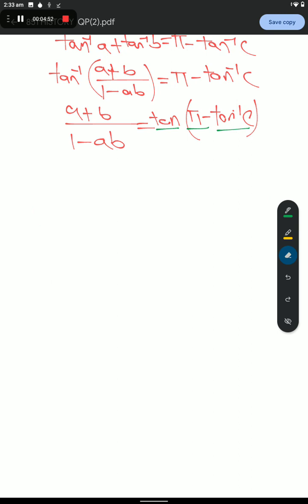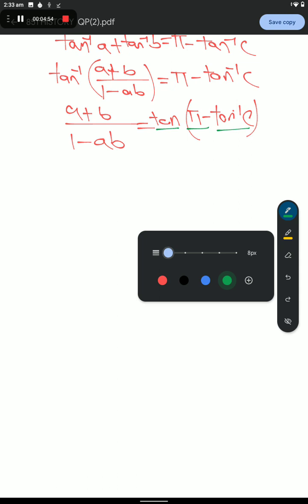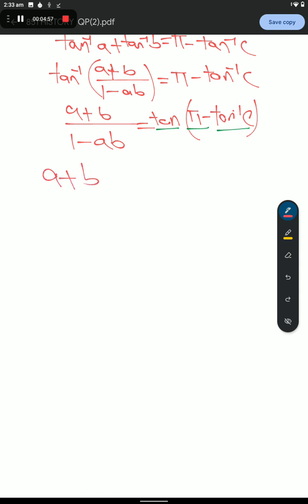What do you get here? Here we have (A plus B) by (1 minus A times B) is equal to minus tan. The tan remains tan; it didn't become cot because it is pi minus something. If it had been pi by 2 minus something, tan would become cot, cos would become sine, and so on. But here it will be minus tan only, because pi minus something or pi plus something will not change the trigonometric ratio. It will only change the sign, so it becomes minus, and then inside we have tan inverse C.